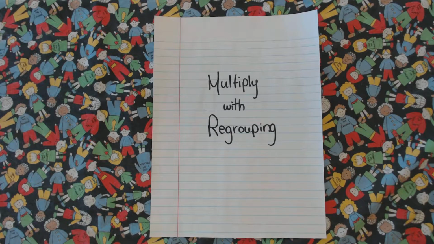Multiply with regrouping. Now that the boys and girls have gone through a couple different ways of multiplying multi-digit factors, we are now ready for what we parents probably think of as traditional multiplication. And we're going to do it pretty much like we learned it in school, with a wrinkle or two along the way. Let's have a look.